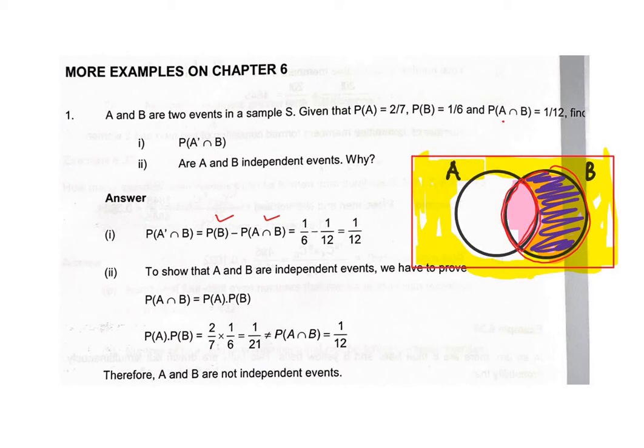So actually you don't have to memorize, tak perlu nak ingat formula lah. So actually you boleh keluarkan formula tu daripada Venn diagram.